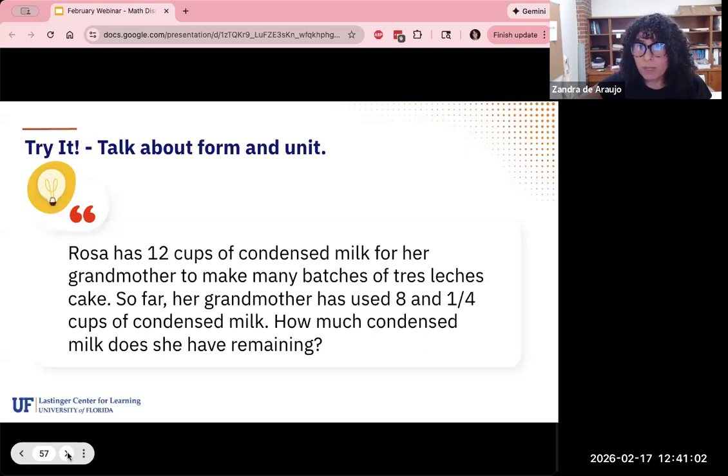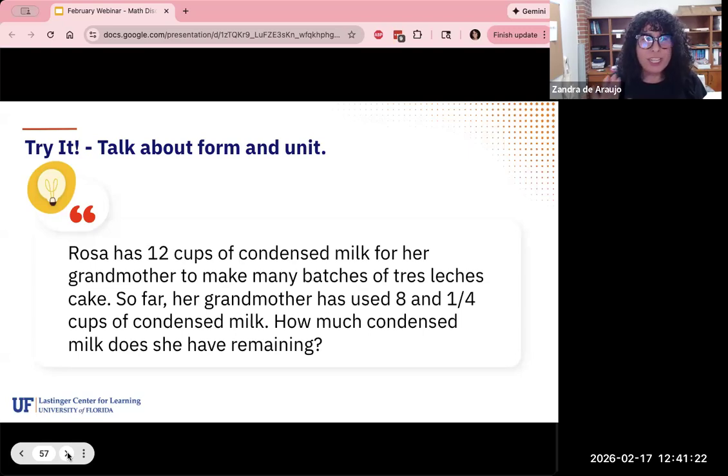Rosa has 12 cups of condensed milk for her grandmother to make many batches of tres leches, my favorite kind of cake. So far, her grandmother has used 8 1/4 cups of condensed milk. How much condensed milk does she have remaining?